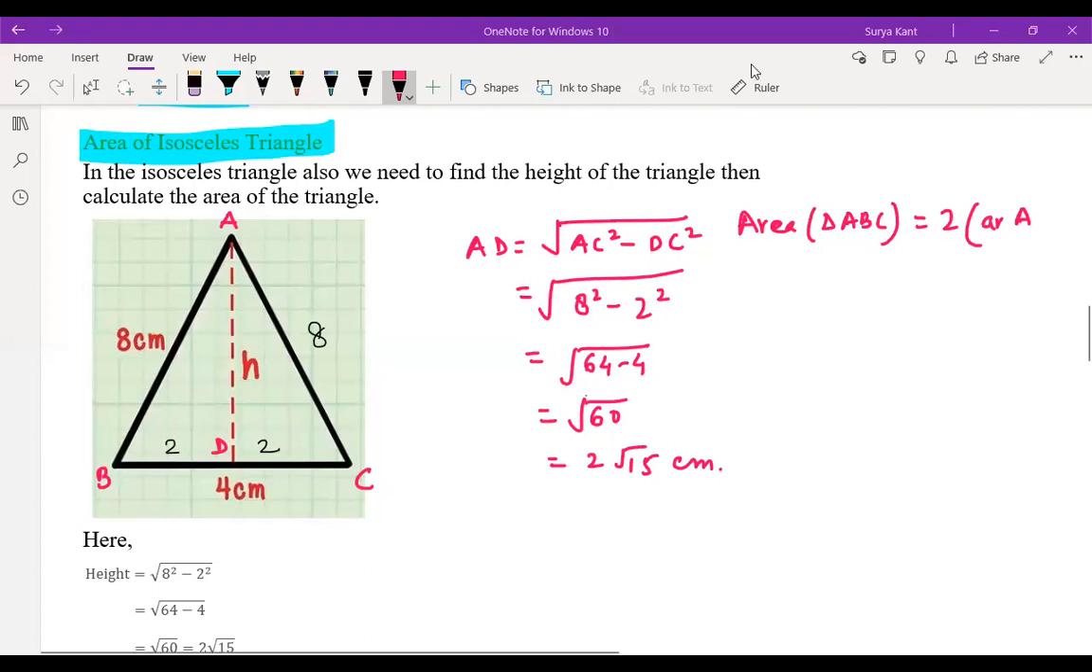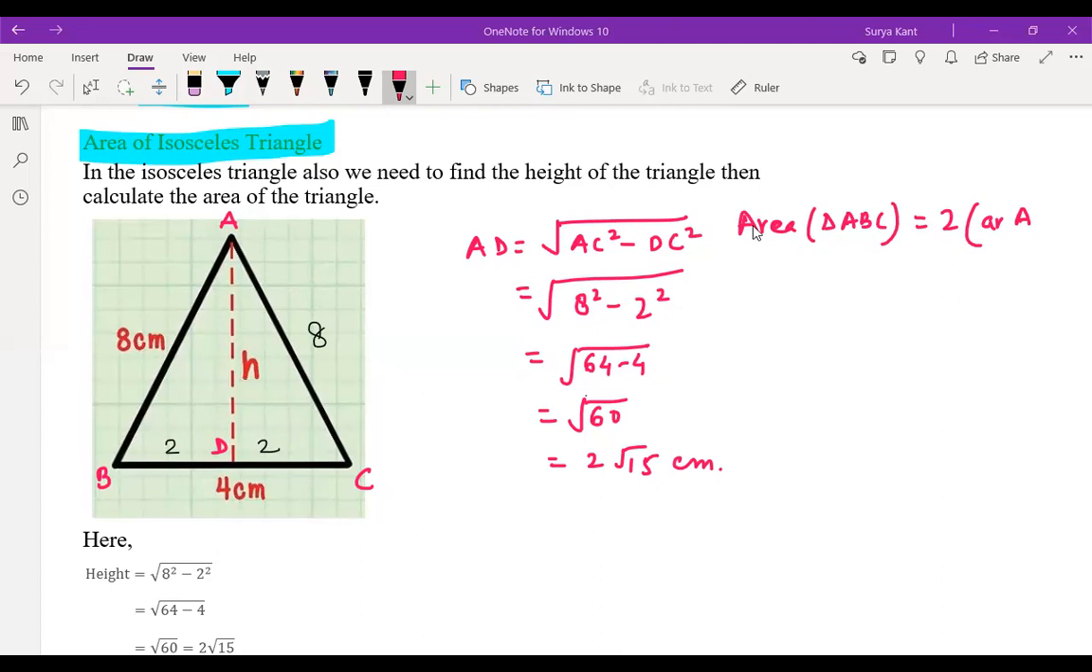So first of all, you find here AD is equal to the square root of AC square minus ADC square, then 8 square minus 2 square, 64 minus 4, then root 60. Root 60 can be written as 2 root 15.